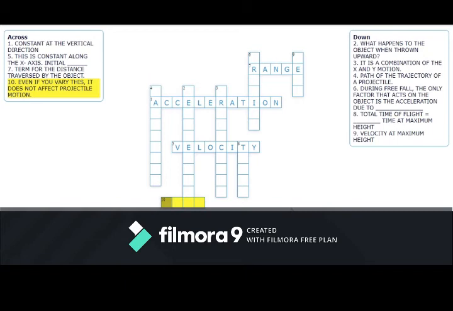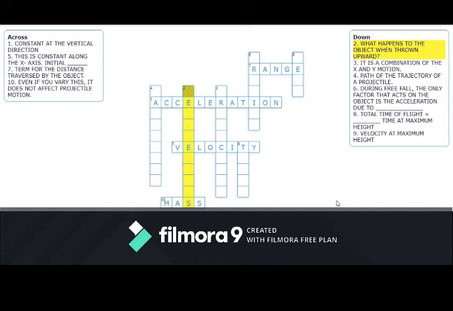Number 10. Even if you vary this, it does not affect projectile motion. So what do you think is the answer? Yes, the answer is mass. Now we proceed to the down questions. Number 2. What happens to the object when thrown upward?